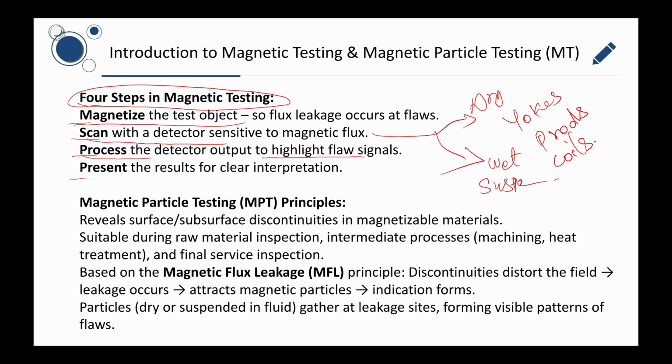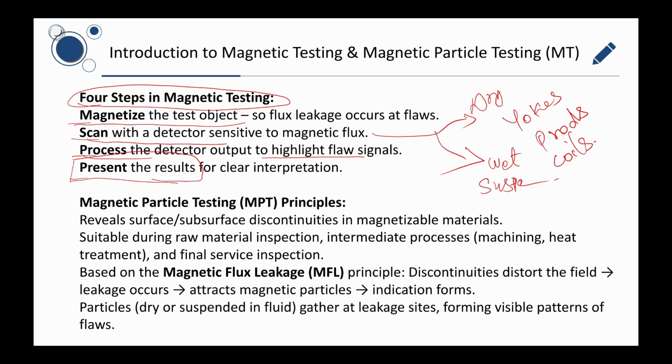Proper processing ensures that real defects are visible while minimizing false indications. So, the fourth step is to present the result for interpretation. The final step is to evaluate and document the findings.